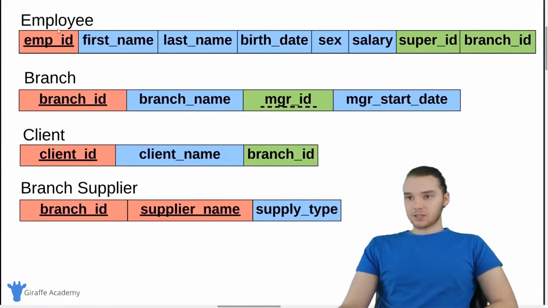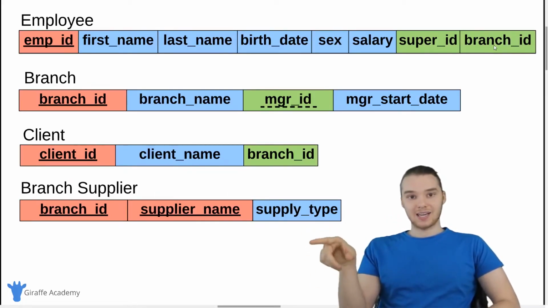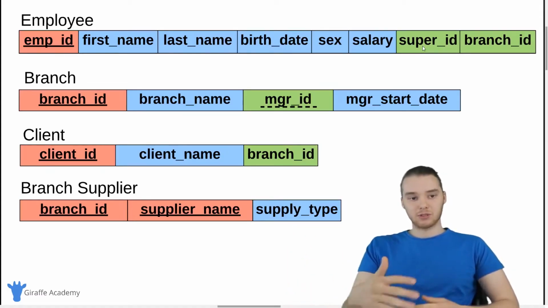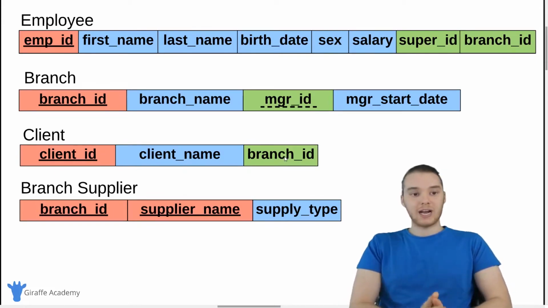So over here, let's take a look. On the employee table, we have super ID and we have branch ID. And that's because the branch was on the one side of the relationship and the employee was on the n side of the relationship, which means that we're going to go ahead and store the branch's ID as a foreign key on the employee table. And then the same goes for the supervisor ID. So obviously with the supervisor ID, it's pointing to the employee table, so we have to store it on the employee table. And then down here in the client table, we stored as a foreign key the branch ID.